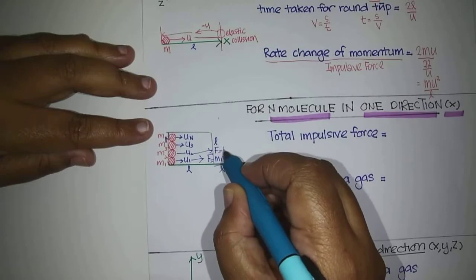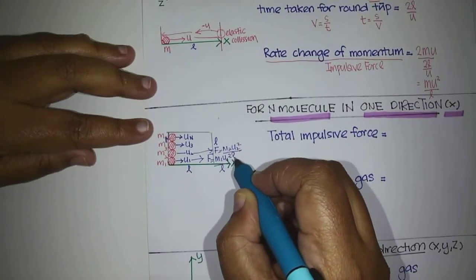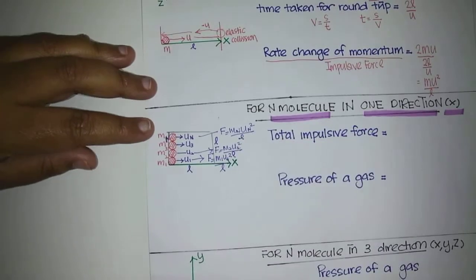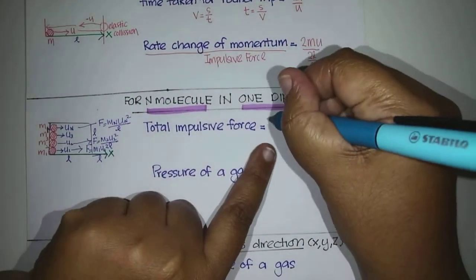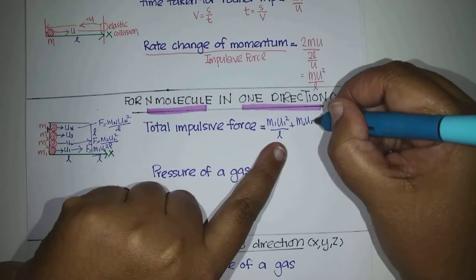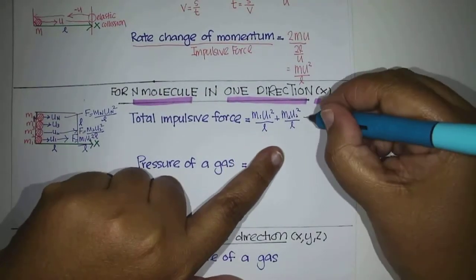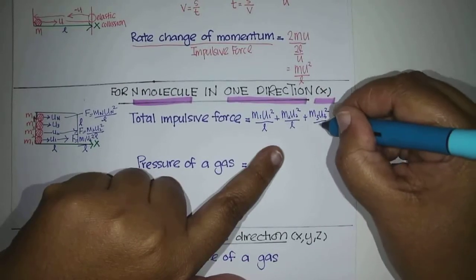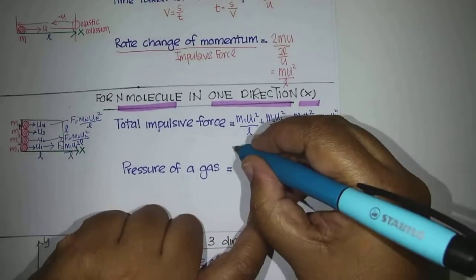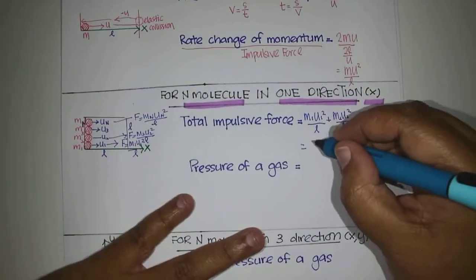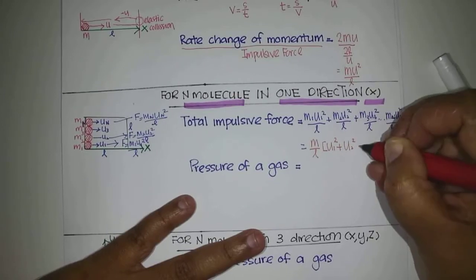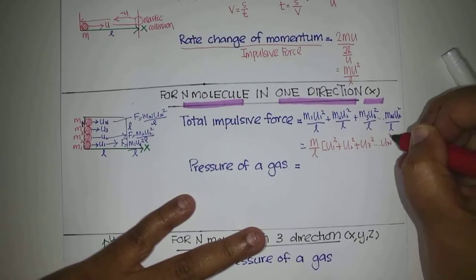So for U2, F equals m2 U2 square over L. For Un, F equals m n Un square over L. So the total impulsive force will be m1 U1 square over L plus m2 U2 square over L plus m3 U3 square over L, and so on until mn Un square over L. Since the masses of the molecules are the same, I get m over L times U1 square plus U2 square plus U3 square up to Un square.